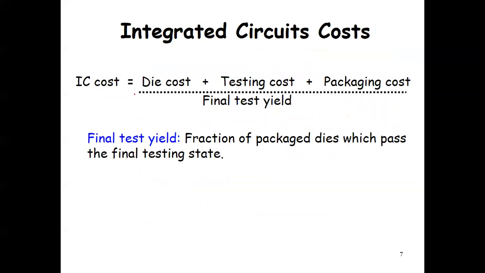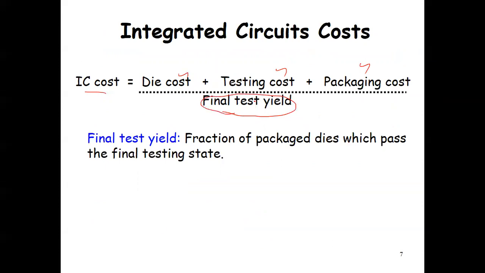So the cost of the IC, the integrated circuit cost, is calculated based on all these things. It is calculated based on die cost, the testing cost, packaging cost, and final test yield cost. What is this final test yield cost?